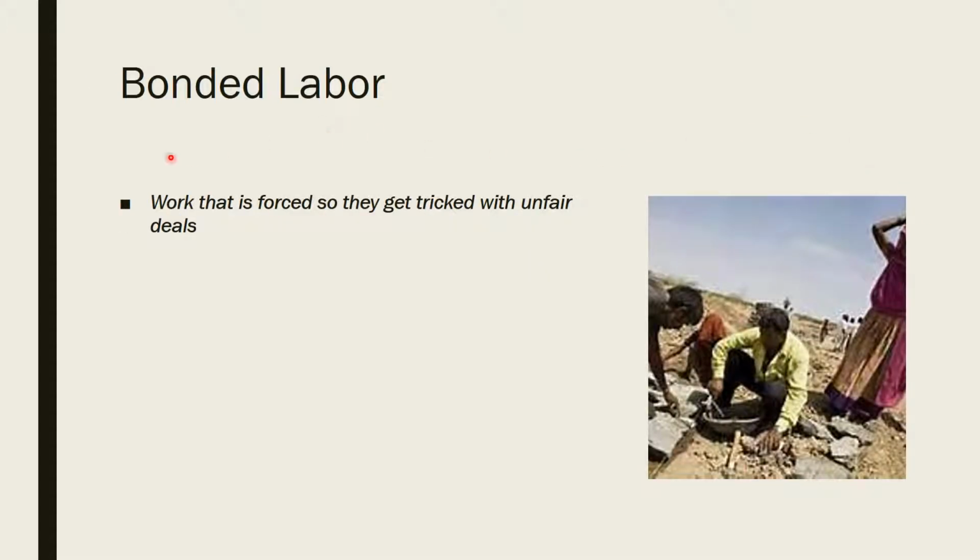Bonded labor. This is work that is forced, so they get tricked with unfair deals. So when the slave owners went over to Africa to try to get them to come over, they would promise them a better life. They would tell them that they would have all of these things. They would trick them into coming over and being slaves.